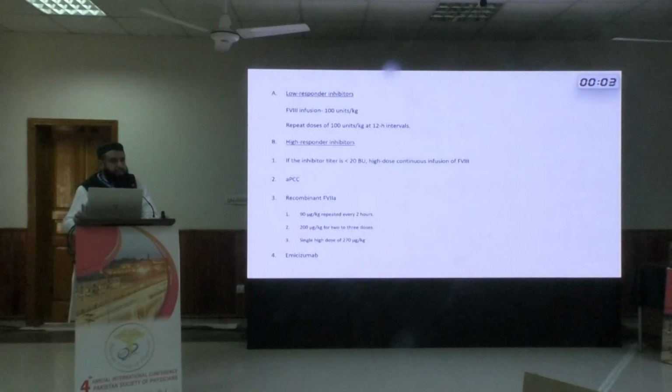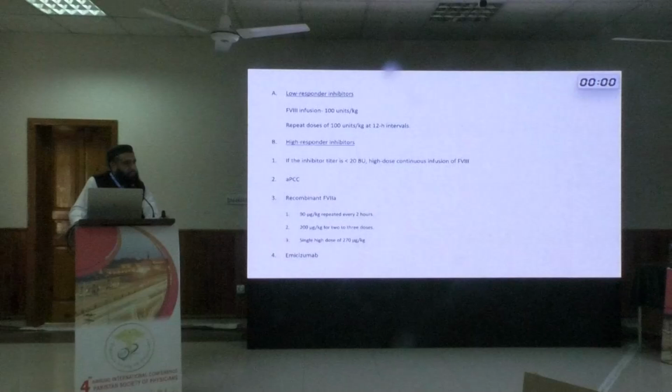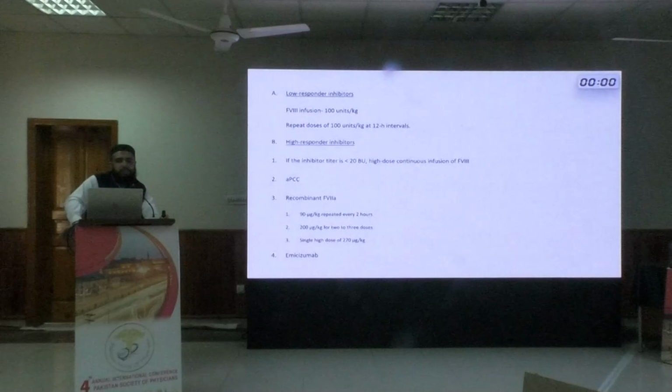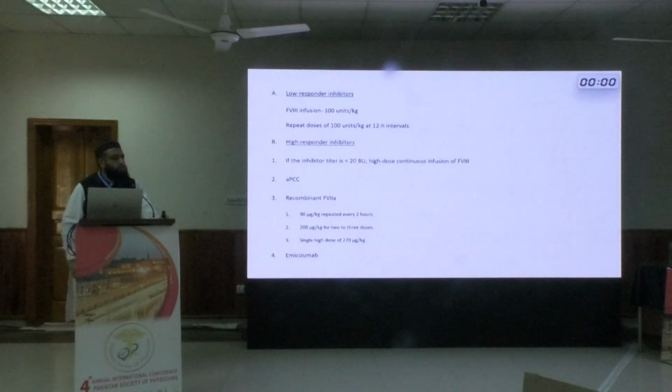In cases of high responders, if the Bethesda score is less than 20, we can give factor 8 infusion and the inhibitor can be neutralized. But if it is 20 or more, then factor 8 will not work. And in those cases, we will give prothrombin complex concentrate. It is not available here, so we give factor 7, NovoSeven or Reo7.